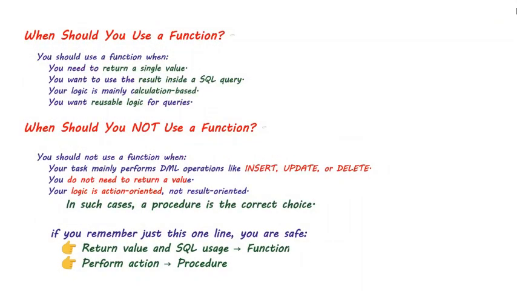When should you use a function? You should use a function when you need to return a single value. You want to use the result inside an SQL query. Your logic is mainly calculation-based. You want reusable logic for queries. When should you not use a function? You should not use a function when your task mainly performs DML operations like insert, update, or delete. You do not need to return a value. Your logic is action-oriented, not result-oriented. In such cases, a procedure is the correct choice.